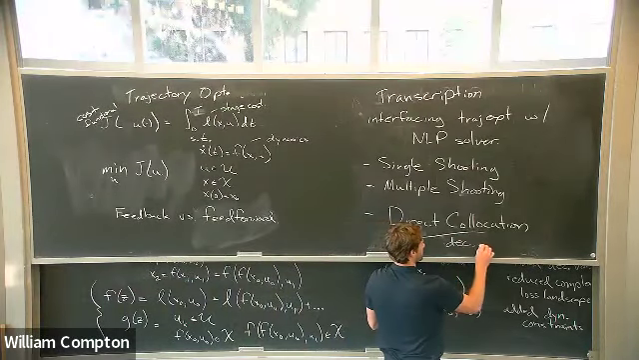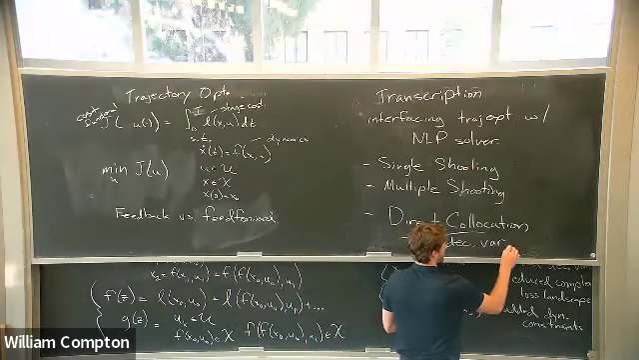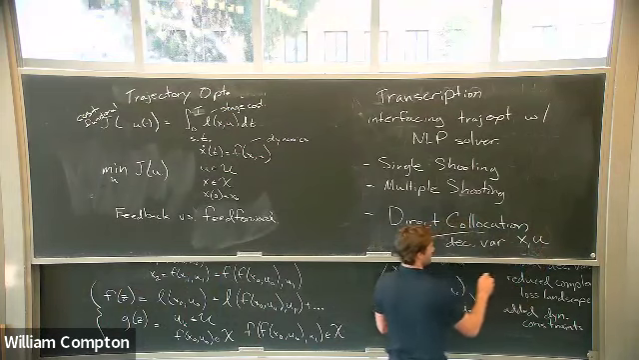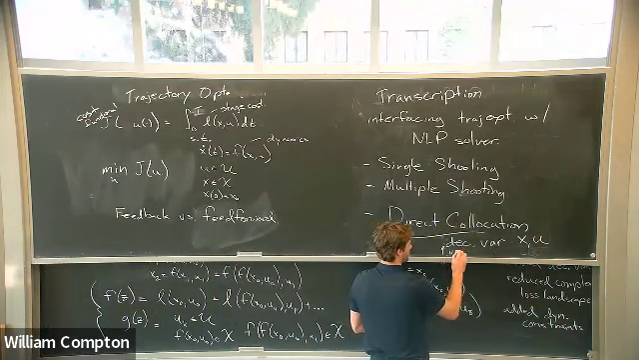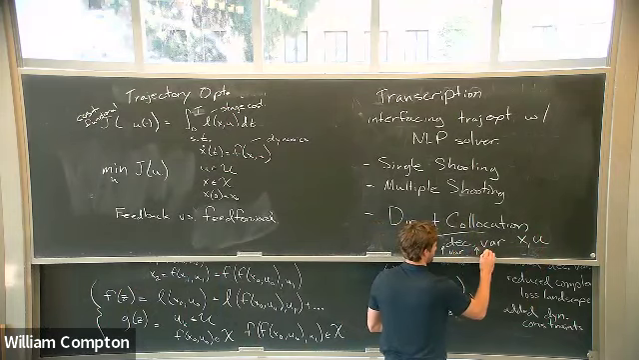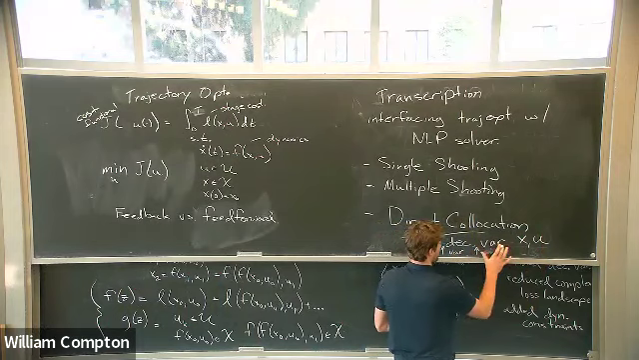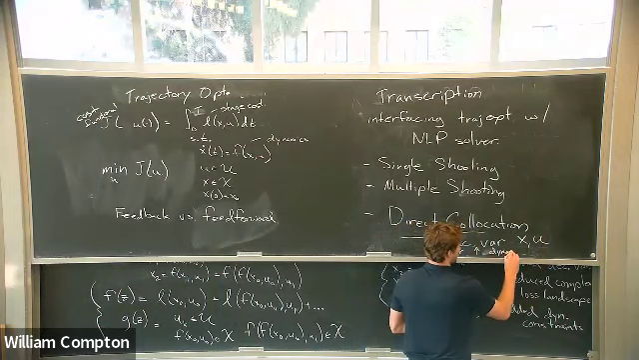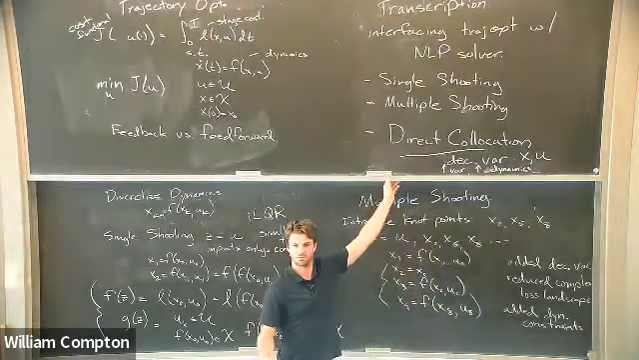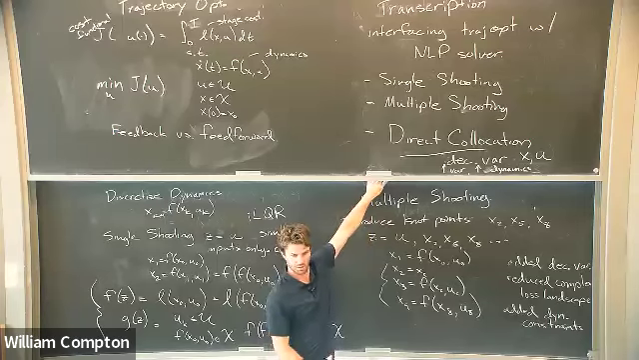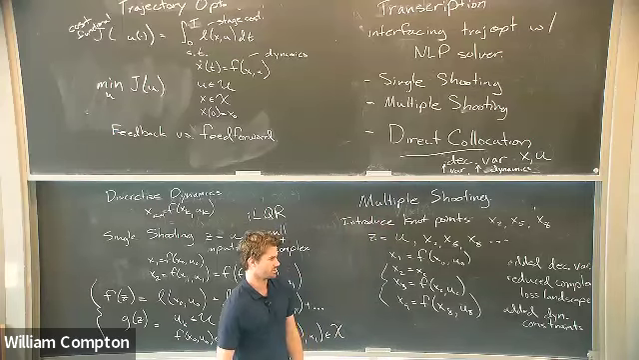So for the direct collocation, my decision variables are now both all of x and u. So I have even more variables and I have even more state constraints, or sorry, dynamics constraints. In fact, I can't have any more dynamics constraints. I'm using all of them. And same thing with the states.